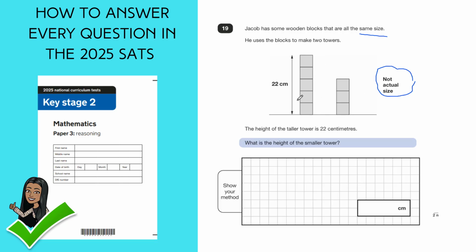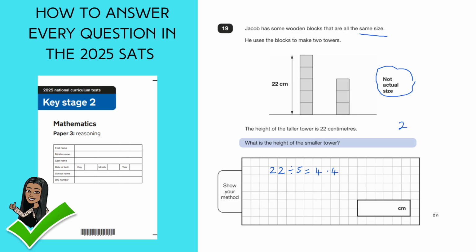As we know they are all equal, we know that we can divide these up. If this is 22 centimetres and we have 1, 2, 3, 4, 5 blocks, we simply need to do 22 divided by 5 to find out what each individual block is worth. You can do this using a variety of methods. You can use a bus stop to divide. I know that to divide by 5 I can divide by 10 and then double it. So 22 divided by 10 is 2.2, and if I double it, it's going to be 4.4.